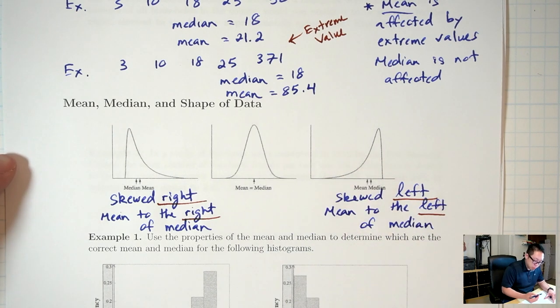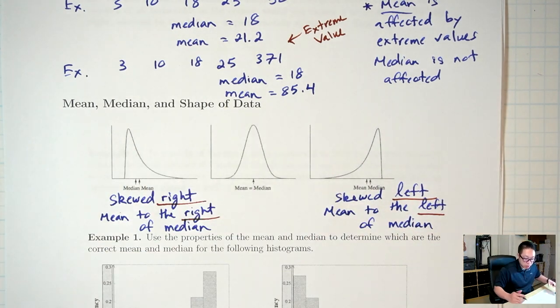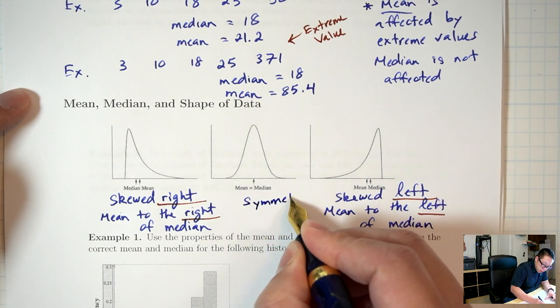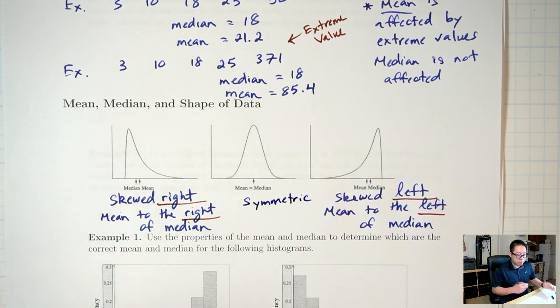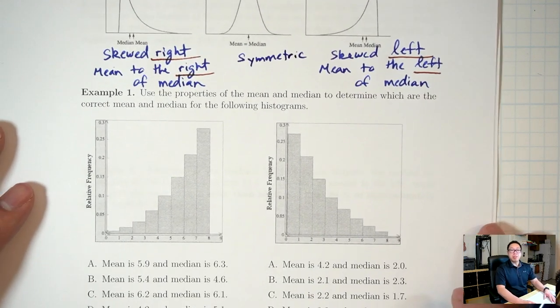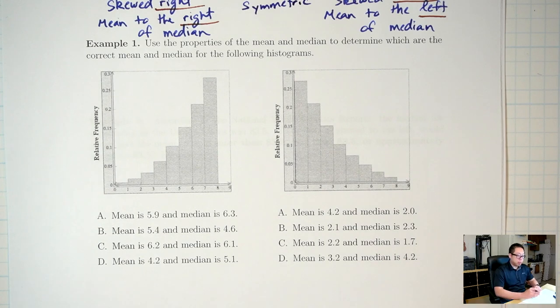And then the picture in the middle is the peak in the middle, and then you have equal tails on both sides. This is symmetric. So in a symmetric picture, this is saying that the mean and the median are about the same. Okay, so now let's use these facts. Example one. Use properties of mean and median to determine which are the correct mean and median for the following histograms.